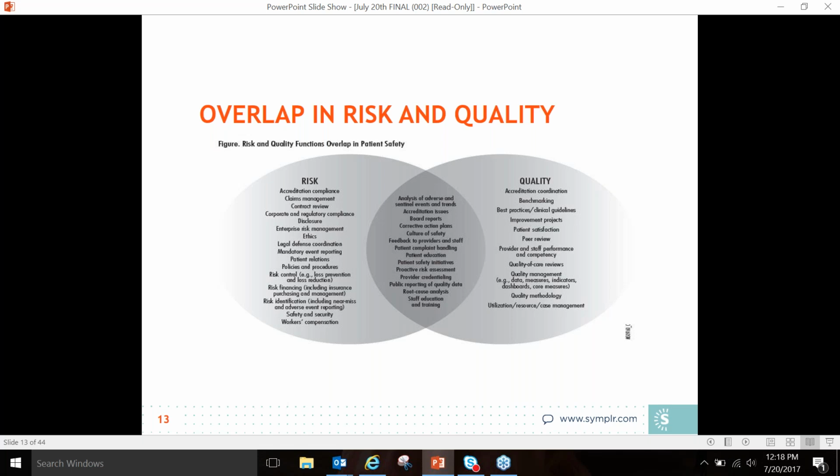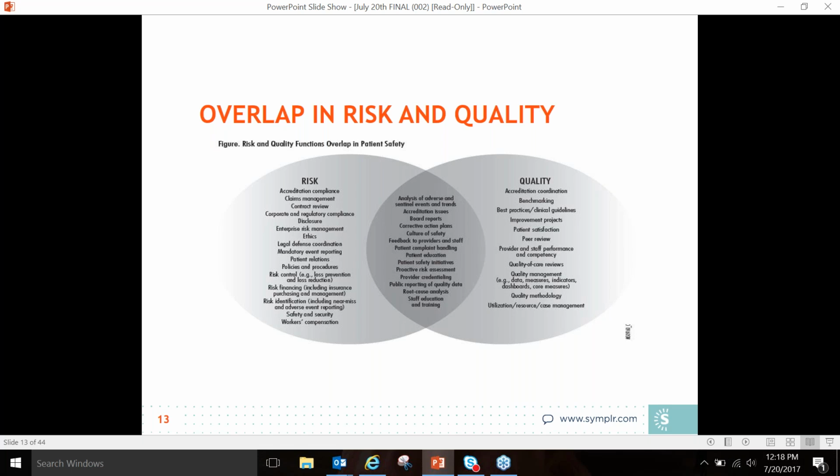And then on the right-hand side, you'll see quality is typically responsible for accreditation and coordination, benchmarking, best practices, clinical guidelines, improvement projects, patient satisfaction, peer review sometimes, provider and staff performance and competencies of allied health and staff, quality of care reviews, quality management, core measure data, things like that, quality methodology, and then utilization and case management.